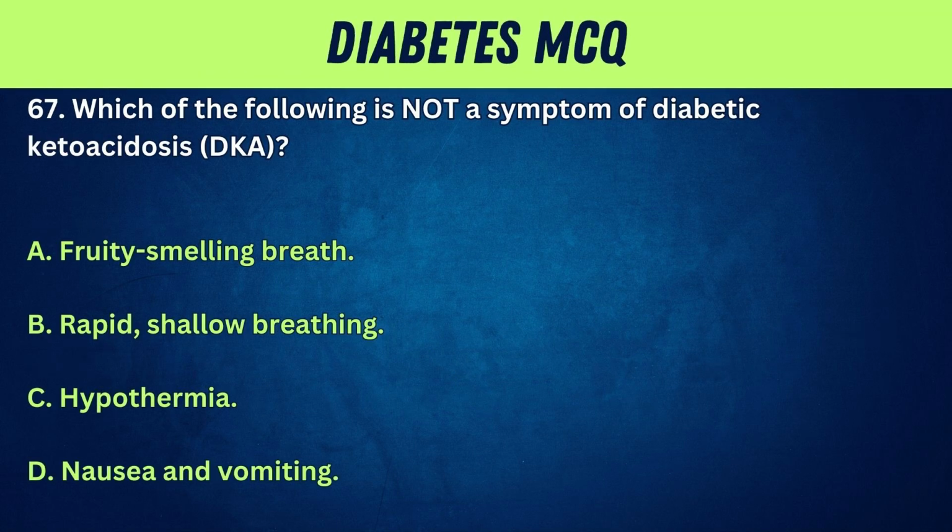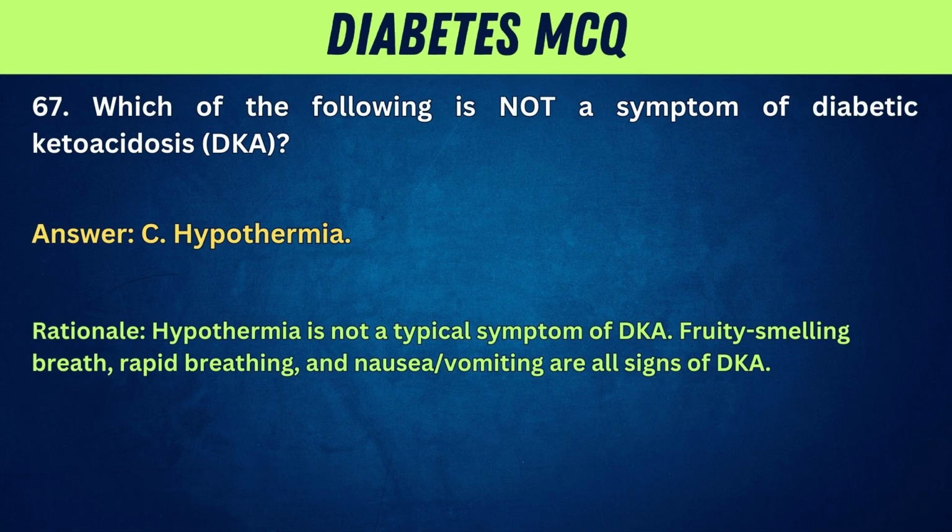67. Which of the following is not a symptom of diabetic ketoacidosis, DKA? A. Fruity smelling breath. B. Rapid, shallow breathing. C. Hypothermia. D. Nausea and vomiting. Answer: C. Hypothermia. Rationale: hypothermia is not a typical symptom of DKA. Fruity smelling breath, rapid breathing, and nausea/vomiting are all signs of DKA.